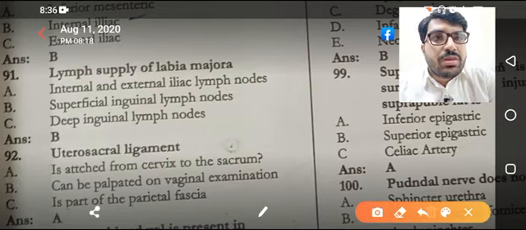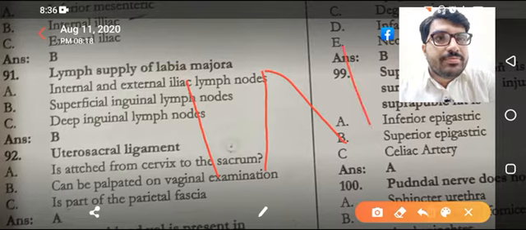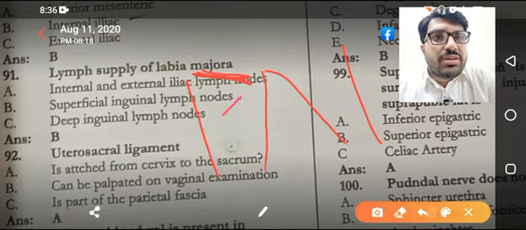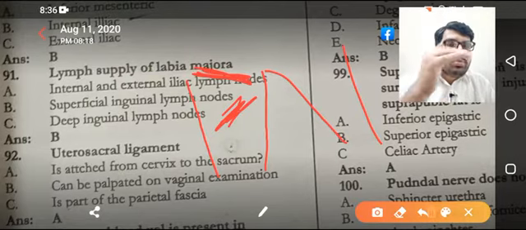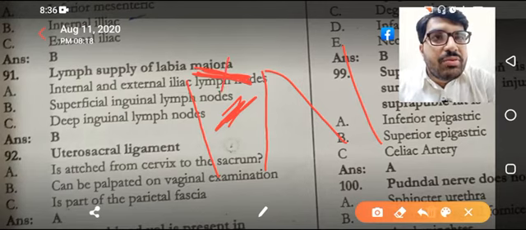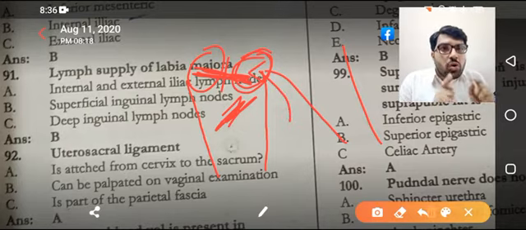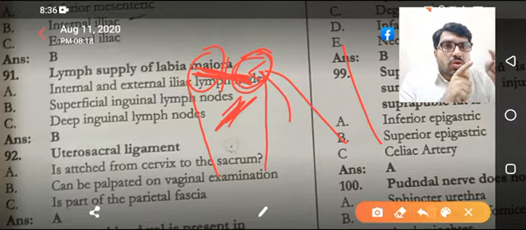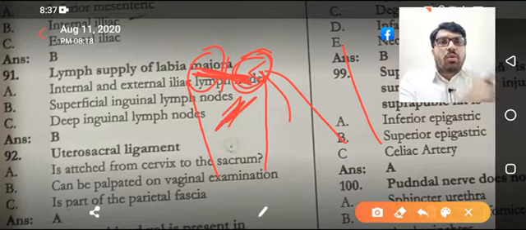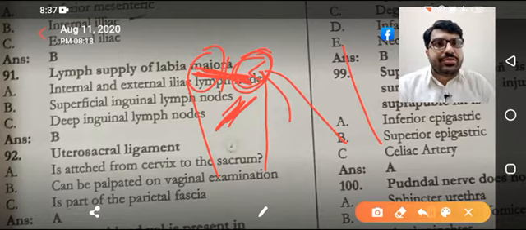Let's suppose this is the thigh of the person. So you are having the inguinal lymph nodes, the superficial inguinal lymph nodes over here, the superior inguinal lymph node and the inferior inguinal lymph node. Superior and inferior. In the superior there is further division, the medial and the lateral. Now the labia majora drain into the medial group of the superior group of superficial inguinal lymph nodes. That is the right answer.